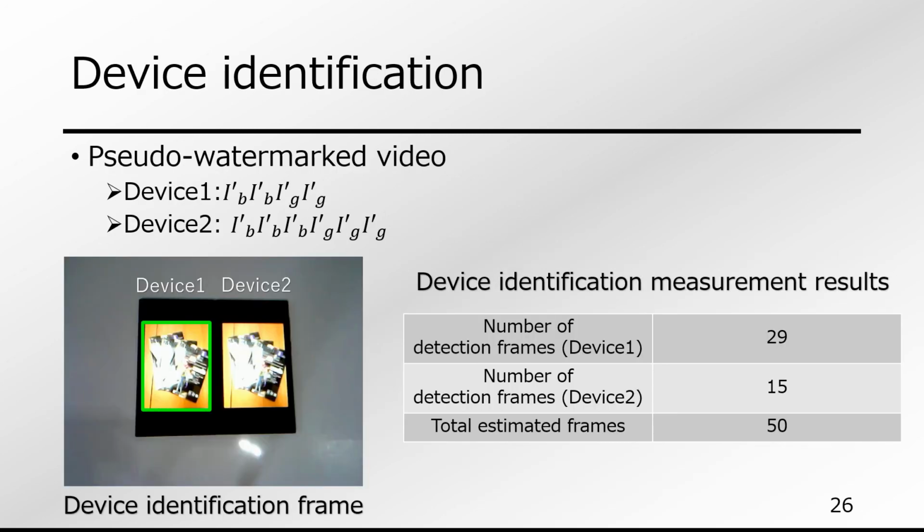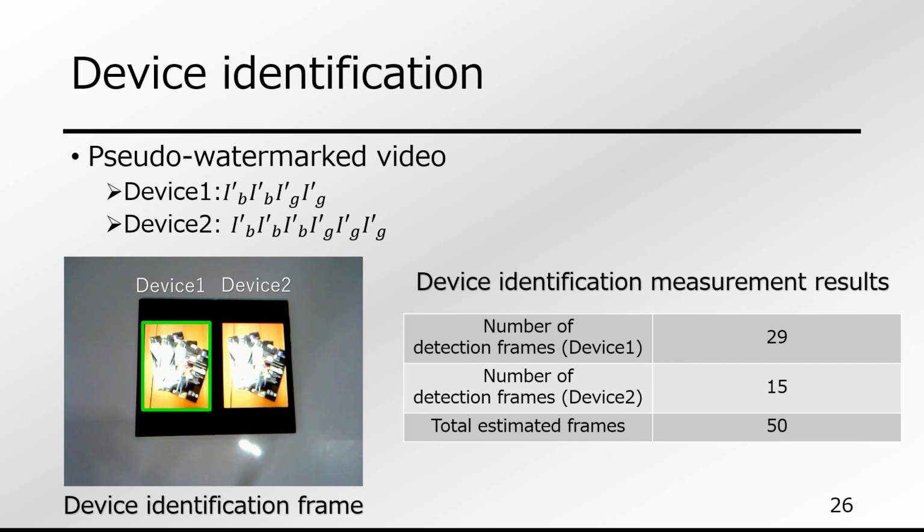This is the experimental result of device identification. Device identification was performed for the recorded video for device identification. This is an image of the position estimation result for device 1. The device without the green frame is device 2. Device 1 plays a pseudo watermark video in which B and C are alternately linked every 2 frames, and device 2 plays a pseudo watermark video in which B and C are alternately linked every 3 frames. The number of detections of device 1 and device 2's respective portions was measured.